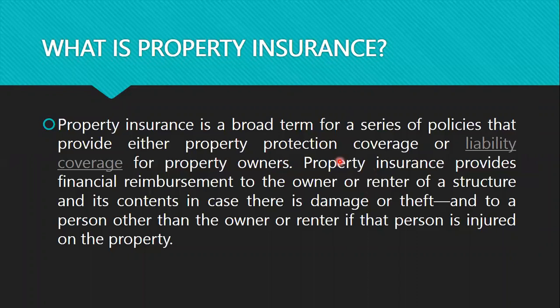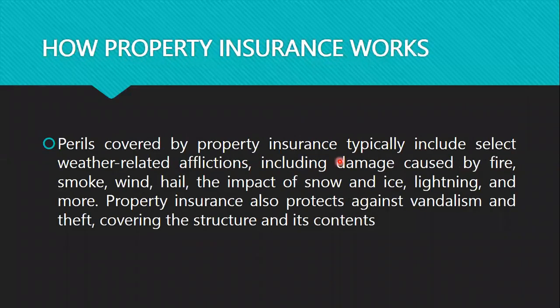Okay, let's continue. So when we talk about property insurance, we have how property insurance works. Perils covered by property insurance typically include select weather-related afflictions. What is a peril? We're talking about situations or accidents that are covered by this kind of insurance. They cover weather-related afflictions, either a thunderstorm, a tornado, rain, or a flood, or any kind of environmental accident that you can imagine is covered with this one.